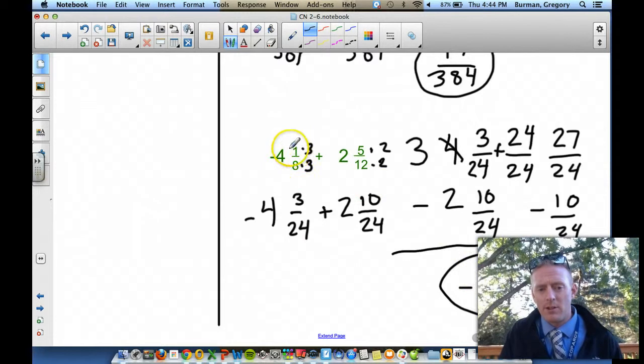The other way would be to change both fractions or mixed numbers into improper fractions. And then you would still use our same rules as before.